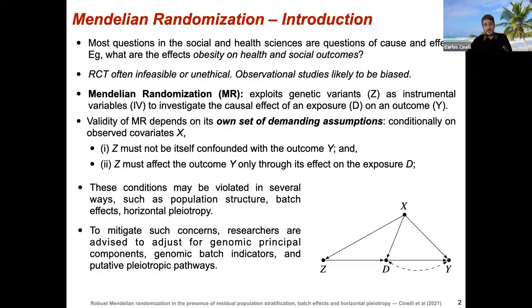And to mitigate such concerns, researchers are usually advised to adjust for genomic principal components. So the idea of the principal components is to capture some of this population structure, to adjust for genomic batch indicators or center indicators, so technical covariates representing the center or the batch of processing of the data, and putative pleiotropic pathways. So other traits that we believe that our genetic instrument may also affect, and these traits may affect the outcome other than through our exposure trait.